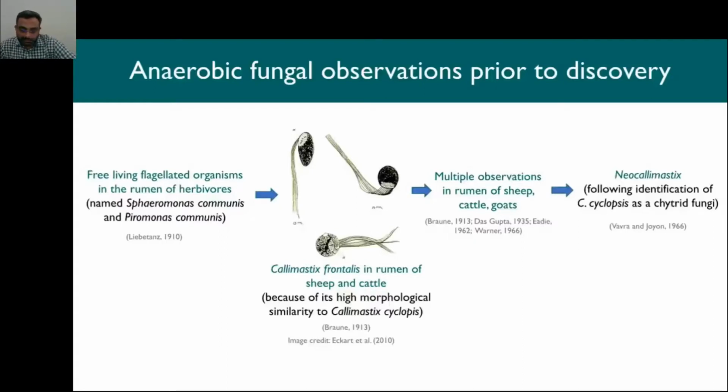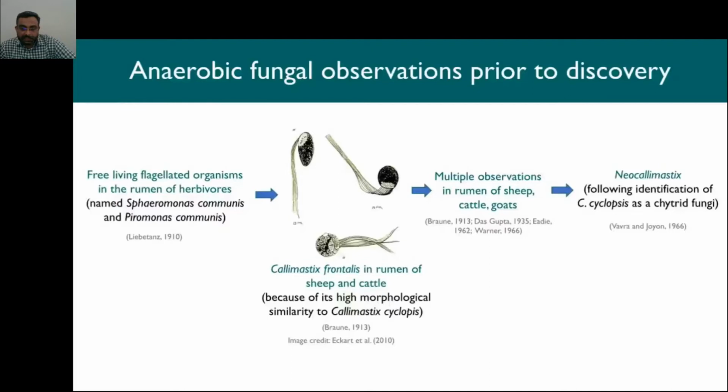I'll be giving a very brief introduction to how anaerobic fungi were observed prior to their discovery in 1975. They were visualized as free-living flagellated organisms, later also termed flagellated protozoan or flagellate parasites, and even named Spheromonas communis and Pyromonas communis by Liebetens. And later in 1913, Brown named them Callimestix frontalis because they were very similar to Callimestix cyclopsis, which was a flagellated protozoan. So these observations continued for several decades.